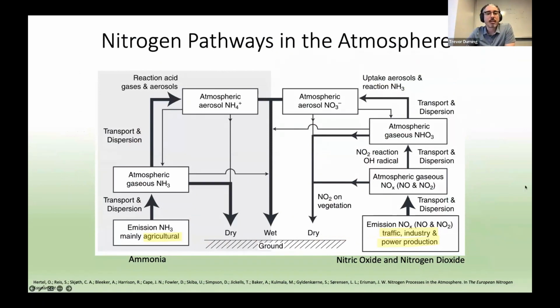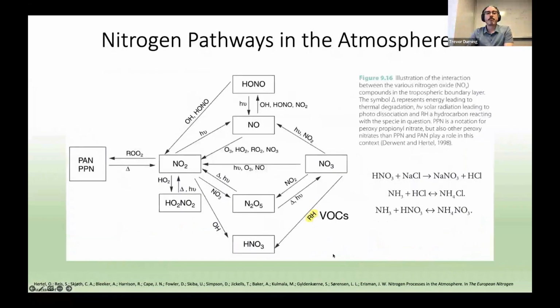So you can see here, we've got traffic, industry, and power production. On the left side, we have agriculture. This is ammonia, nitric oxide, and nitrogen dioxide. They get transported and dispersed through the atmosphere, and then they go through different changes. And then they eventually get deposited onto the ground in either a dry or wet state. This is just different things. I'm going to move on to the next one.